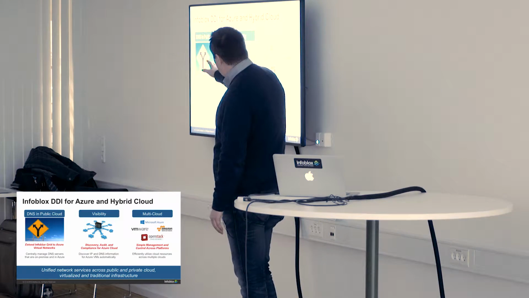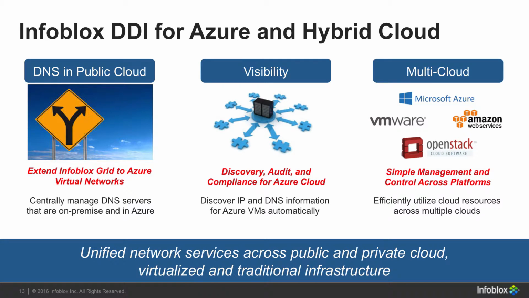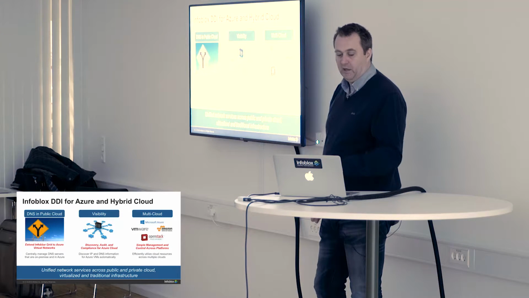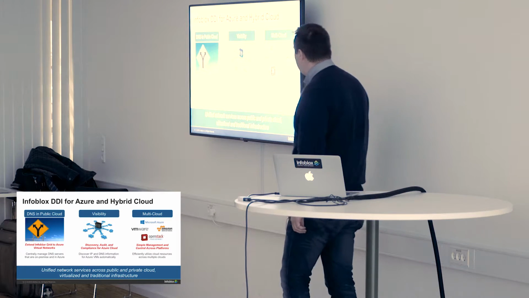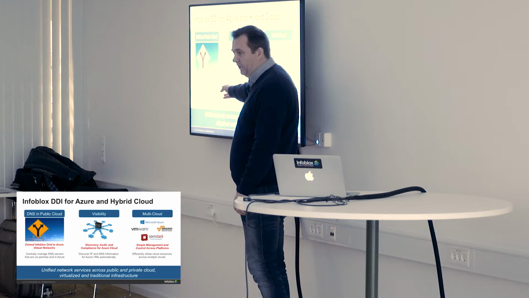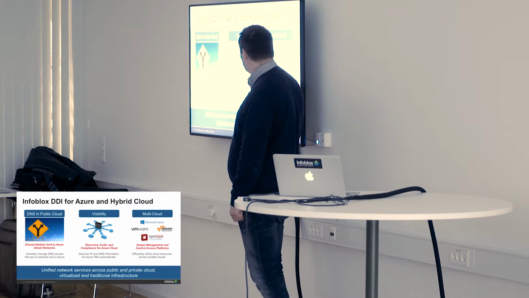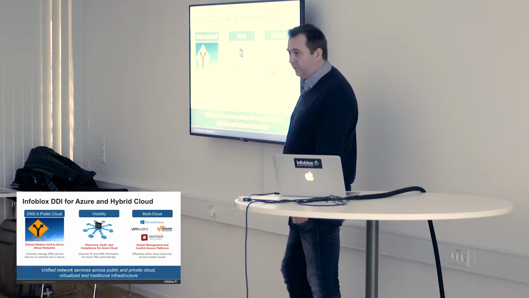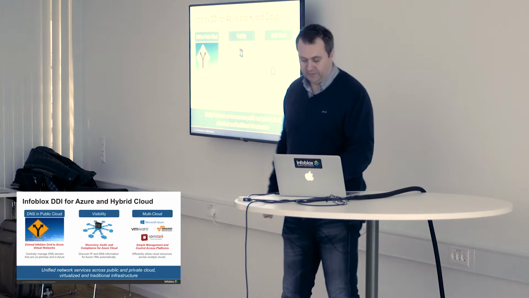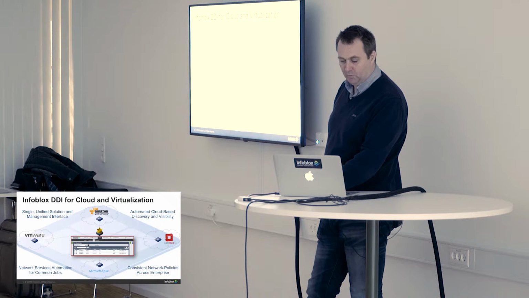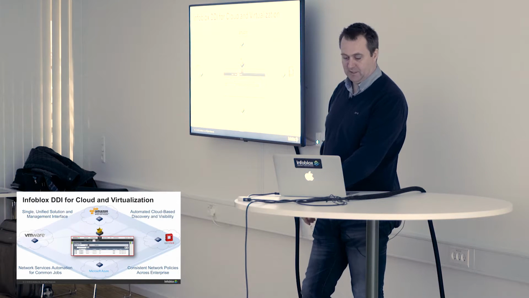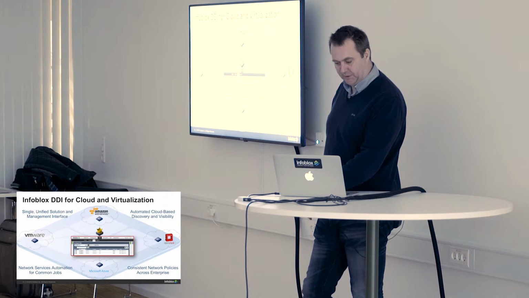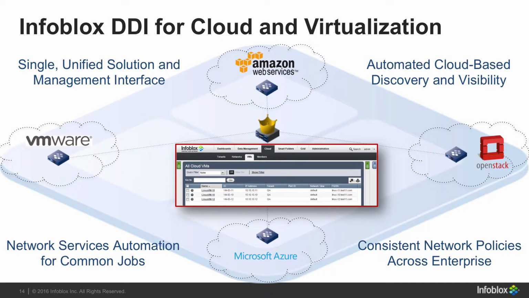So public DNS in the public cloud, extend your grid. You can put members in Azure that are part of your grid. You can reuse your IPAM. You can do discovery of the Azure cloud or the Amazon cloud, and it's multi-cloud, so we can support all the different ones. Which brings us to exactly the same slide as Bart already showed, so we'll go over this quicker.